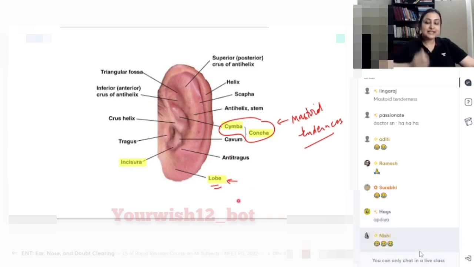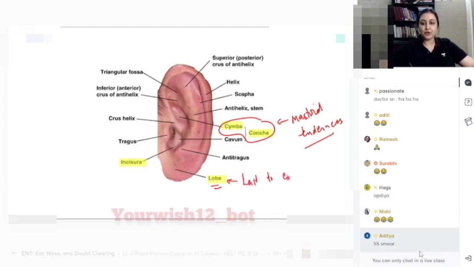Lobule का importance is it is the last to be formed, है ना? Last to be formed embryologically.